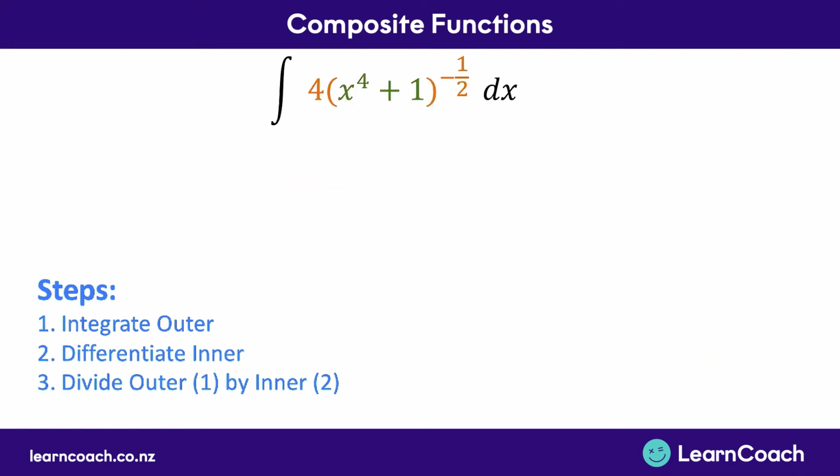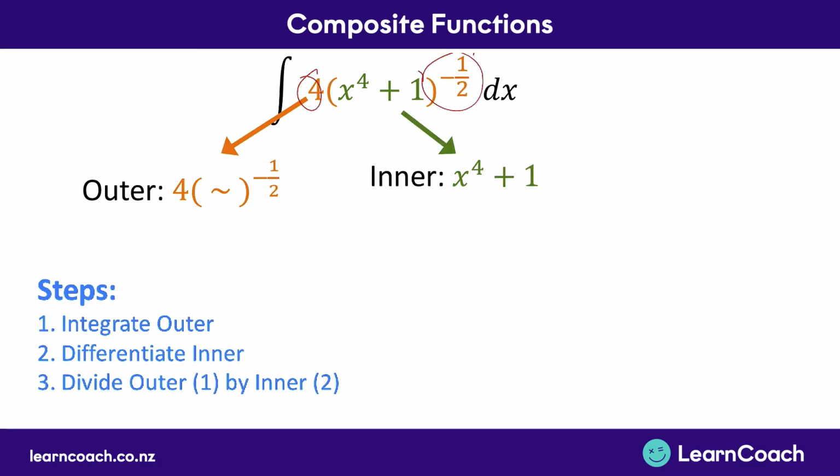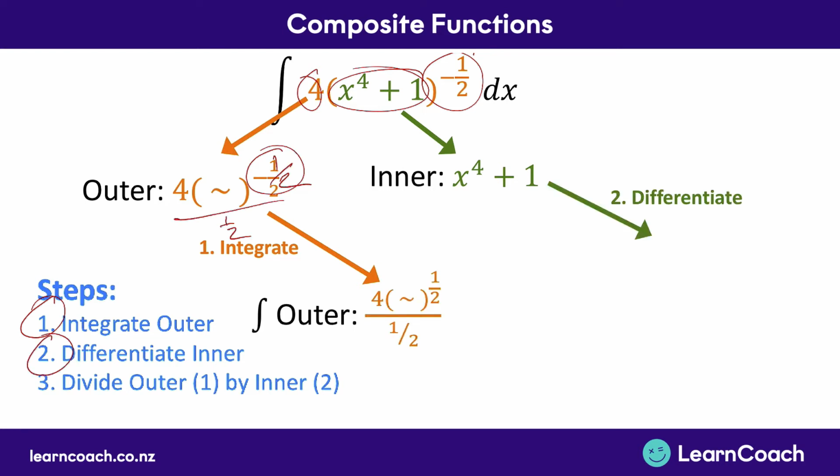Now we're ready to integrate. So we can separate our inner and outer terms. Writing those out, the outer term is 4 multiplied by something to the power of negative a half. The inner term is whatever's inside these brackets here. So step 1 is we integrate the outer term, where we add 1 to the power, so it'll take us to positive a half, and divide by the new power, which is a half. And then step 2, we differentiate the inner function, and that's going to give us 4x cubed.